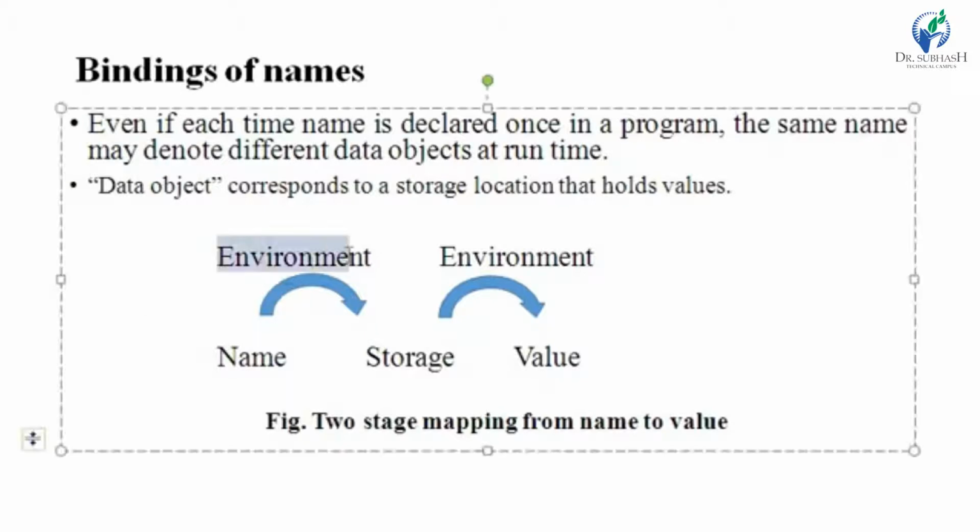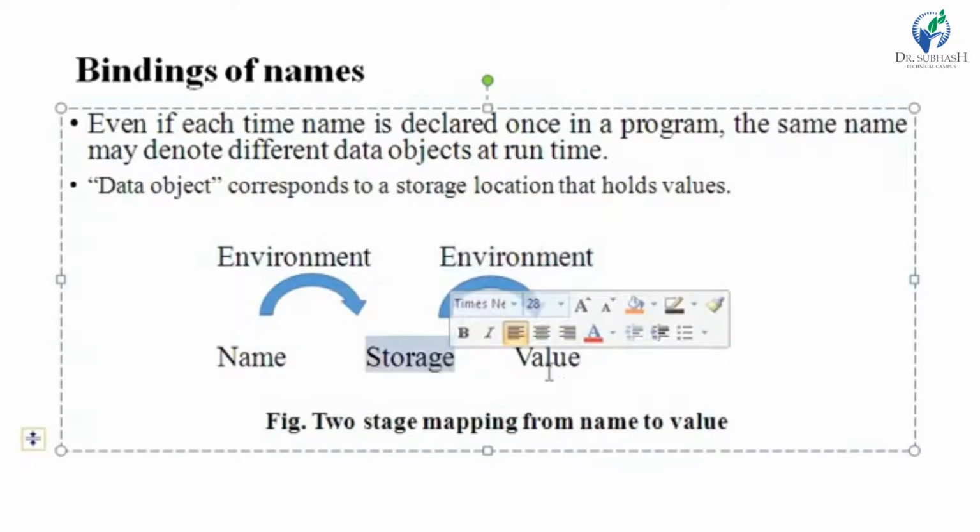Here the term environment refers to a function that maps a name to a storage location, and the term state refers to a function that maps a storage location to the value held there. So name and environment, these both are the same. So name to storage, and storage to value.